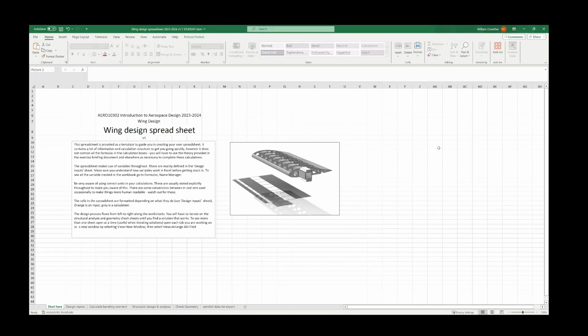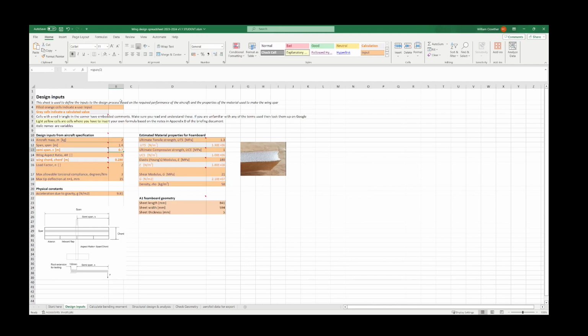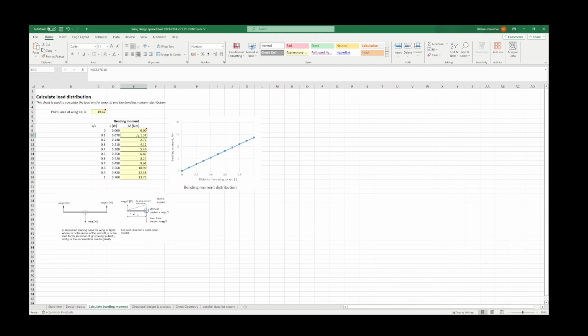So here we are in our wing design spreadsheet, and we've got a number of different tabs along the bottom, and the general workflow in doing this is we've got a starting page. First page here is the inputs to the design. Then there's a bit of modeling in terms of how we're going to model the load on the wing and how that turns into a bending moment.